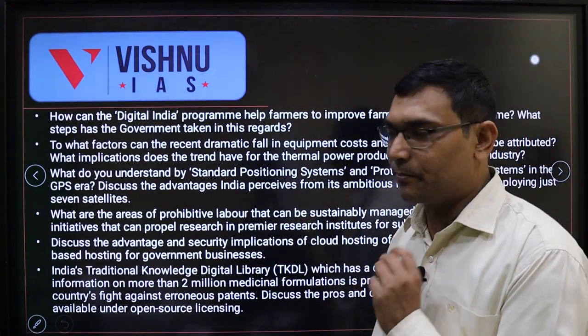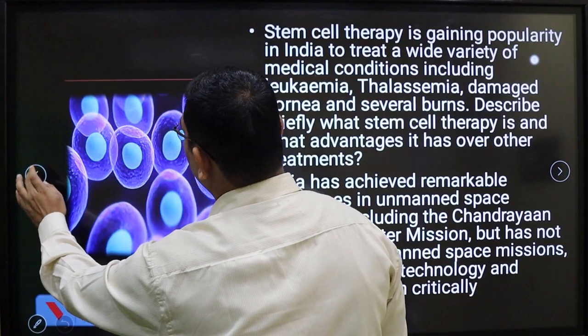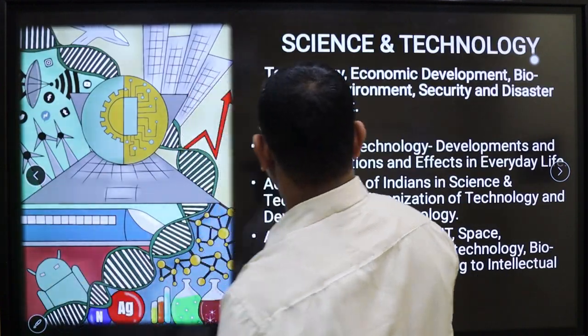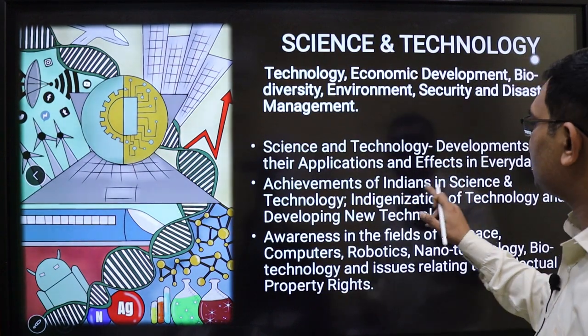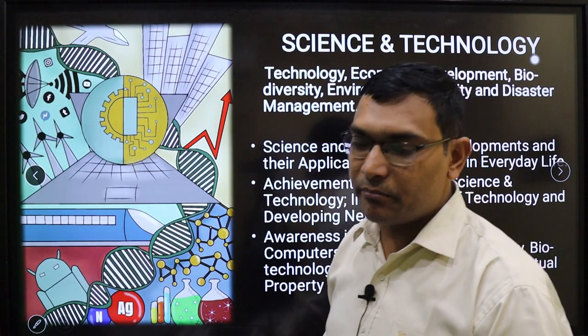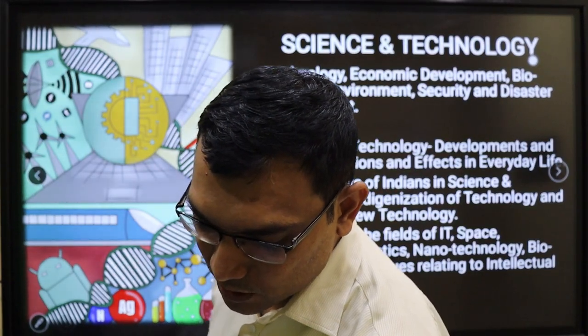So the first 3 topics, what were they? Science and technology development, achievements of Indian science, indigenization of technology, right? So these are the 3 main important topics.